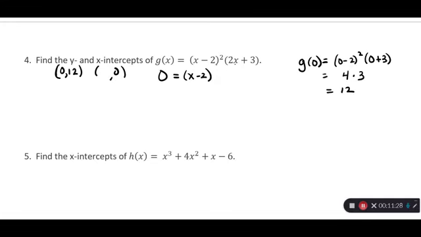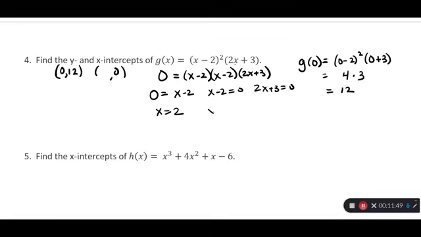For the x-intercept, we make the y value 0. Actually, since there's two of them, I'll just write them separately, like so. And then set each one of them equal to 0. x equals positive 2, add 2. x equals positive 2, add 2. Here I'm going to subtract 3 and then divide by 2. So my x-intercepts are 2, 0, 2, 0, negative 3 halves, 0.